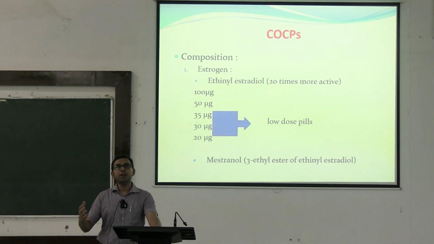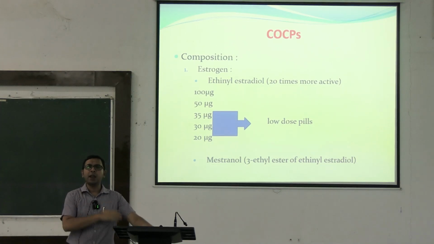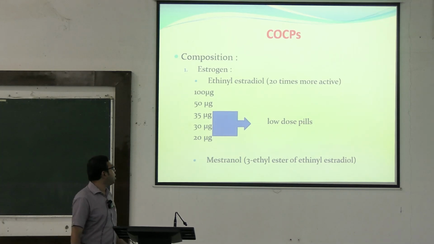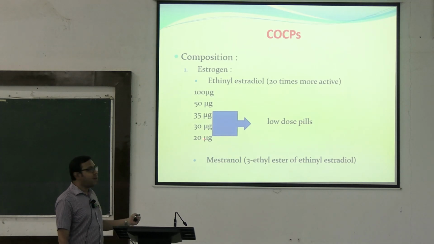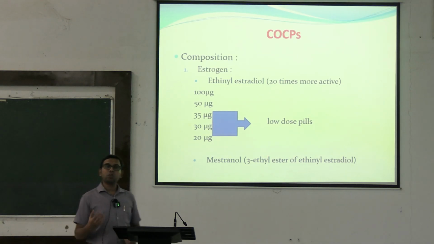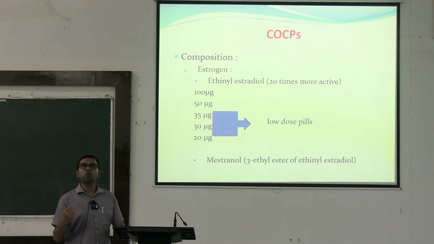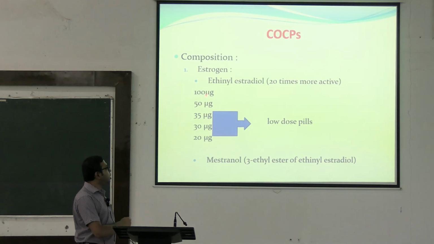So already we have seen there are numerous adverse effects of the estrogen in the previous class, like thromboembolism, stroke, etc. So it has been seen that even if we use very little, like 20 microgram or 30 microgram or 35 microgram, that also causes very effective contraception. So these are known as the low dose pills, low dose combined oral contraceptive pills. Okay. Usually these high doses are not used nowadays.